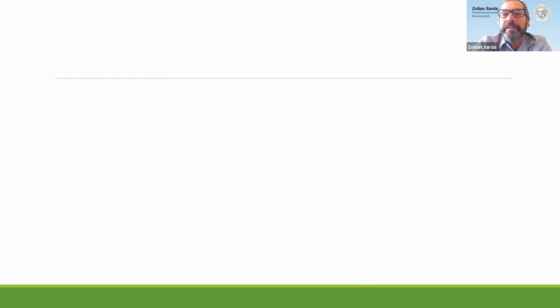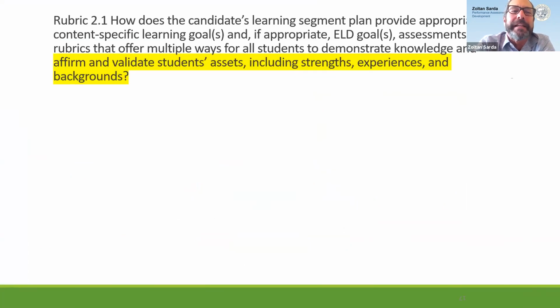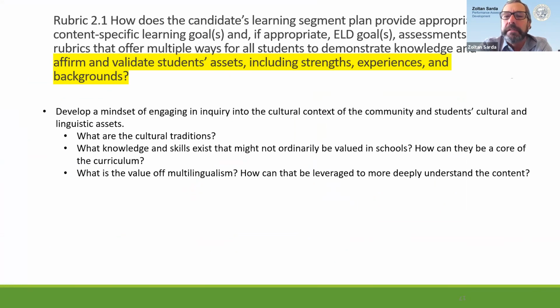Okay. I think. So again, this slide has really called out that essential question for rubric 2.1 with this added piece of affirming and validating students' assets, including strengths, experiences, and backgrounds. And again, as we discussed for cycle 1, really working with candidates to develop this mindset of inquiring into the students in their classrooms, their cultural backgrounds, the cultural background of the broader community where the school sits.